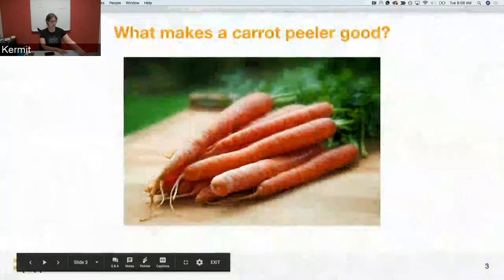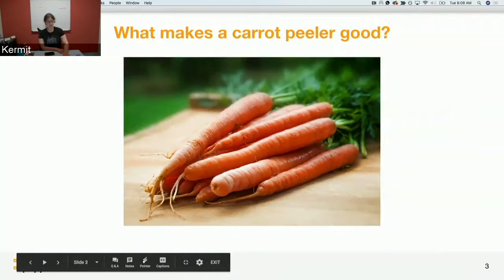So I thought we'd start with a UX exercise that encompasses something a lot of us experience, which is the humble carrot peeler. In this exercise, we're going to say, I need to peel some carrots, and our goal is to find the best carrot peeler. So take a minute and think, what are the characteristics of a good carrot peeler? And then let's talk about some situations and what the best carrot peeler might be.